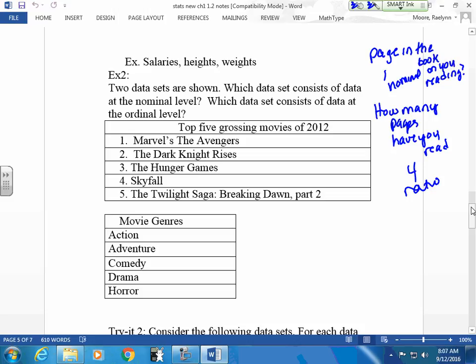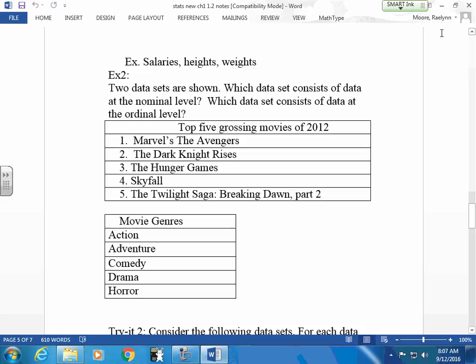James has read four times as many pages as Kevin has read. Can I make a ratio out of that? So be careful in the wording. This, I gotta say, is one of the trickier ones. They both have numbers, but one is nominal, one is ratio. Okay, so let's take a look at some examples they give us.